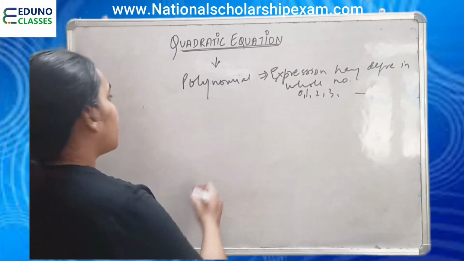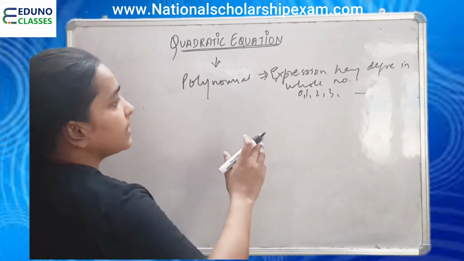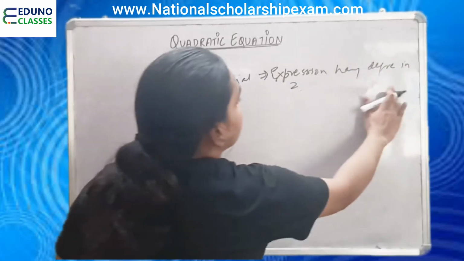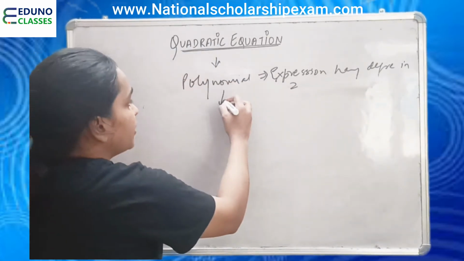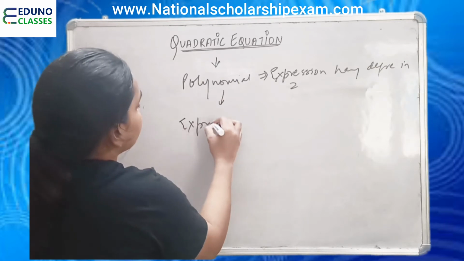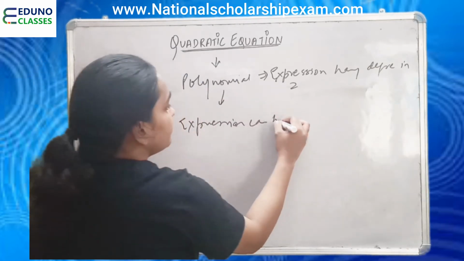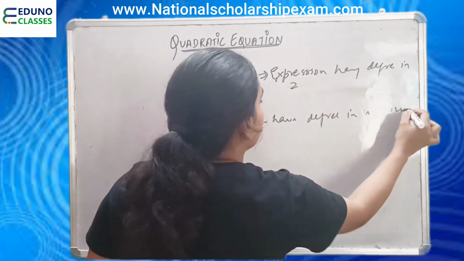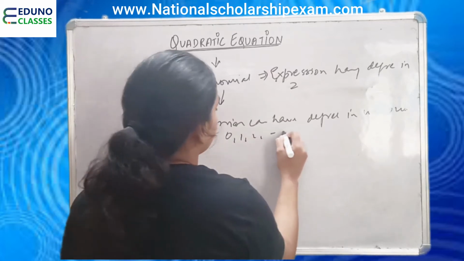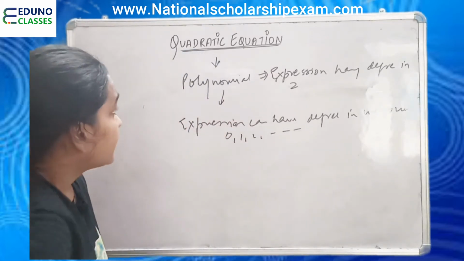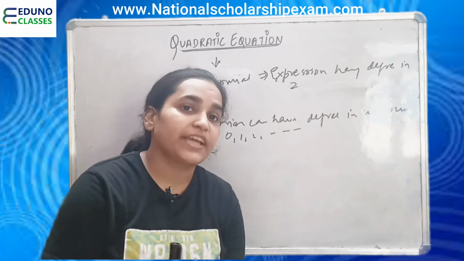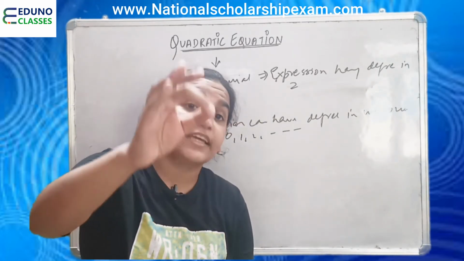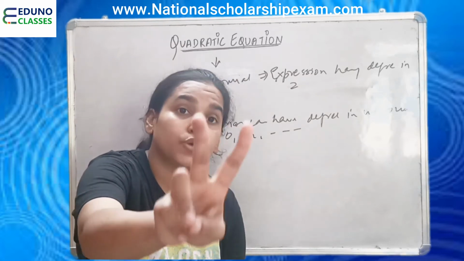What is the degree of the polynomial? Expression having degree, this is 2. And what is an expression having degree 2 and what is a polynomial? A polynomial is an expression which can have degree in whole numbers: 0, 1, 2, 3 and so on. Now, a quadratic equation is a classification of polynomial, where the degree of the polynomial expression is 2.